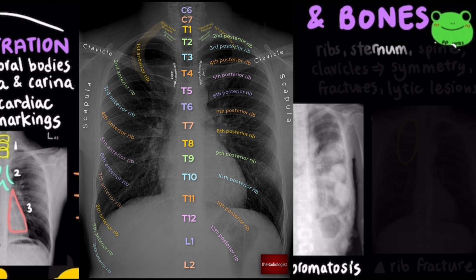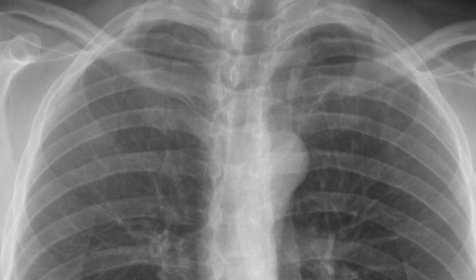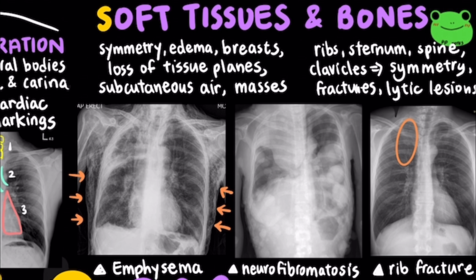Then move on to the bones. Go through the clavicles, ribs, sternum, spine, and shoulders. A normal chest x-ray should show good symmetry, no fractures, dislocations, or lytic lesions. Look closely along each rib. A fracture might appear as a sharp break in the cortex or a step-up in the contour.